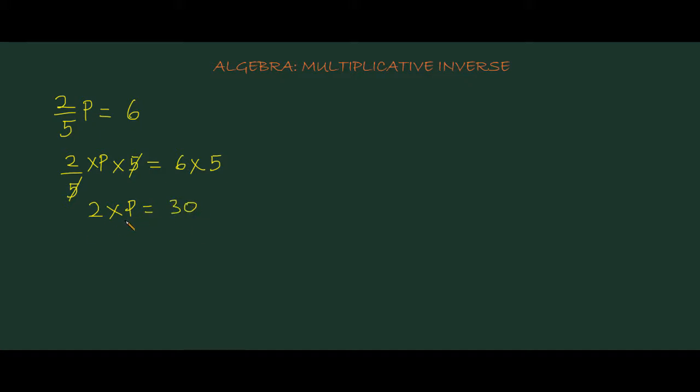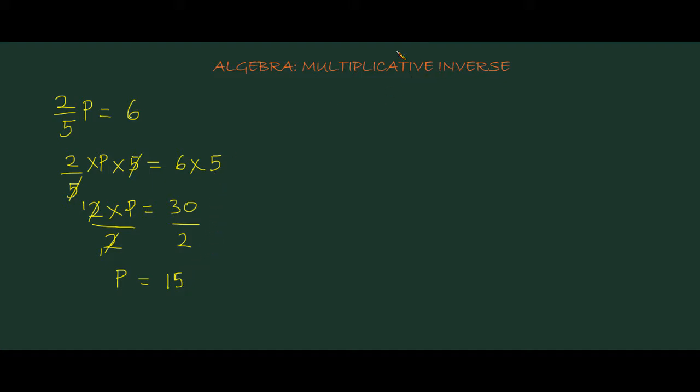And now how do we solve for p from here? If you can remember the multiplication sentence, we divide both sides by 2, and that will be 2 will cancel out and we have 2 over 2, that will be 1 multiplied by p, that will be p, and 30 divided by 2, that will be 15. So the value of p is equal to 15.